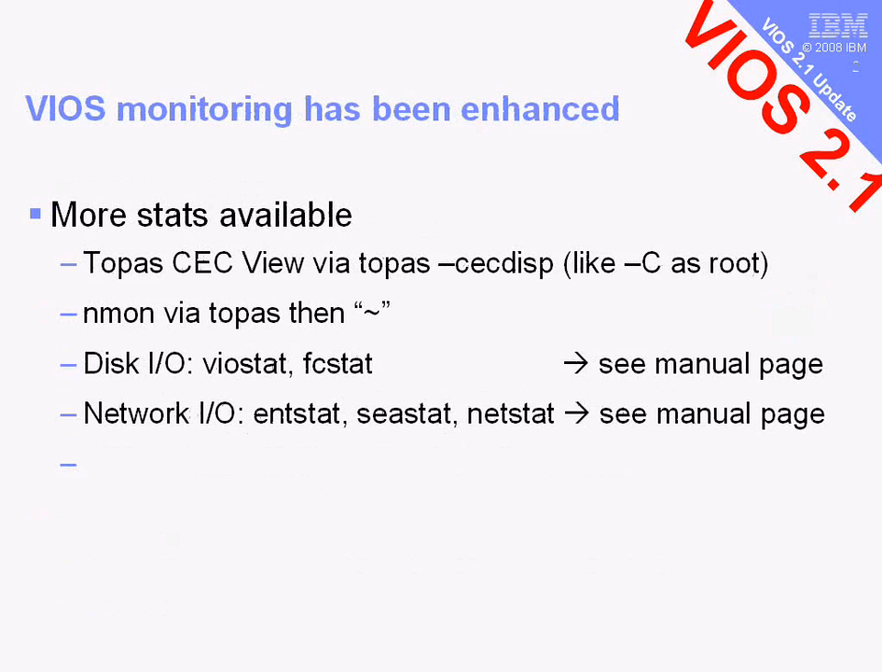A couple of extra things have been added to the virtual I/O server. Because it's based on AIX 6, we actually have the nmon layout as a performance monitoring tool inside Topaz. Now if you start the Topaz command, you can then hit the tilde character and flip into nmon mode if that's what you want to do. There have also been improvements to the VIOStat command, that's the virtual I/O server version of the IOStat command, and the fibre channel stat command. Go and have a look at the man pages to find out some of those extra features in there. And ENTstat, CStat and NetStat have got some extra information in there as well.